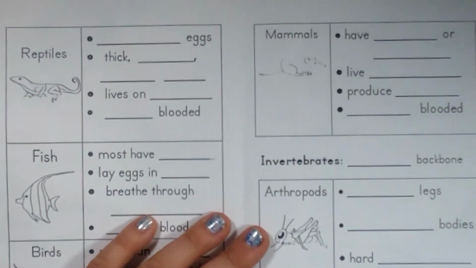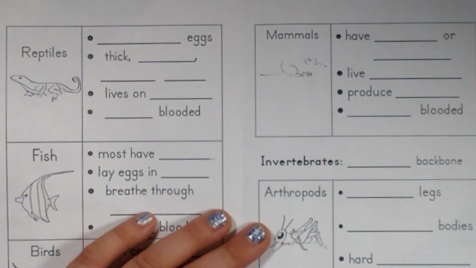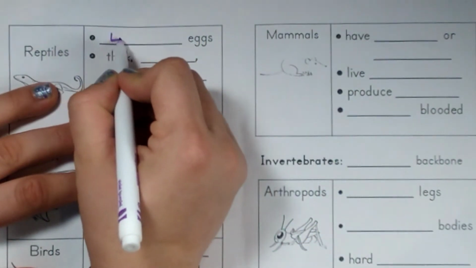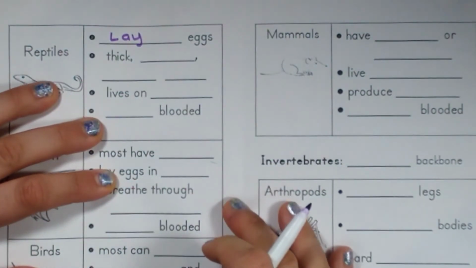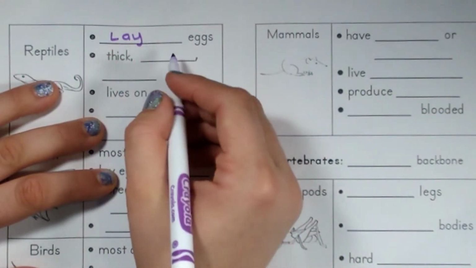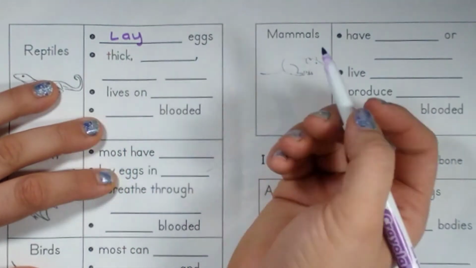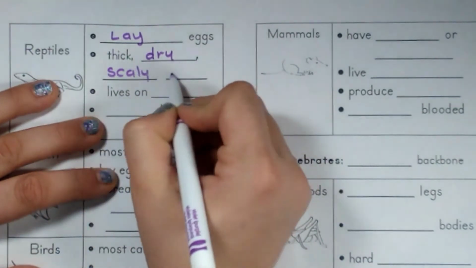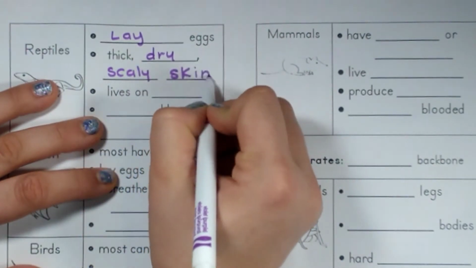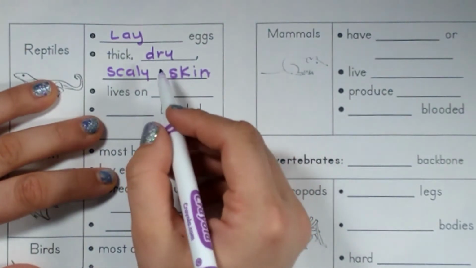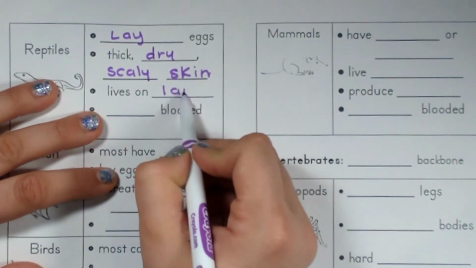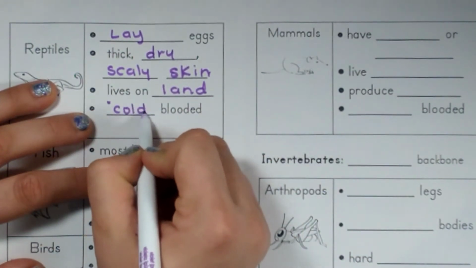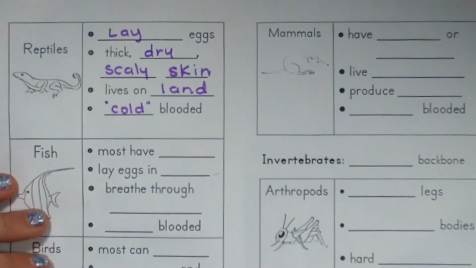So reptiles. They lay eggs. They have thick, dry, scaly skin. They live on land, most of their life on land. Yes, some can go in the water, but most of their life is on land. And they are also considered cold-blooded, meaning they do not regulate their own temperature.